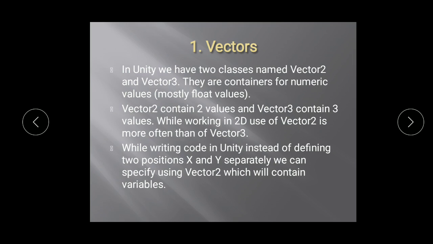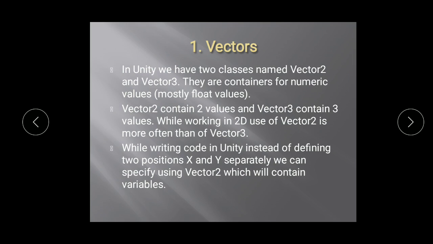So what are vectors? In Unity, we have two classes named Vector2 and Vector3. These are the classes used in Unity for physics. They are containers that hold numeric values, in floating format, that is decimal format. Vector2 contains two values, Vector3 contains three values.